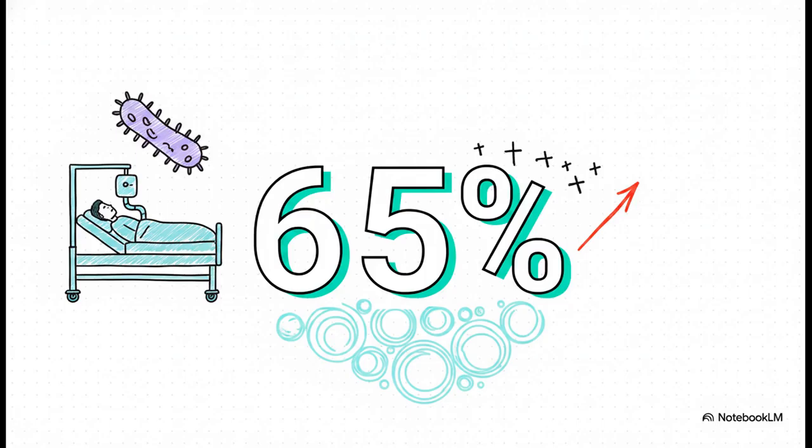65%. Just let that number sink in for a second. That is the staggering crude mortality rate for this bug's most serious clinical manifestation, ventilator-associated pneumonia. That means more than half of the highly vulnerable ICU patients who contract this specific pneumonia might not survive it.